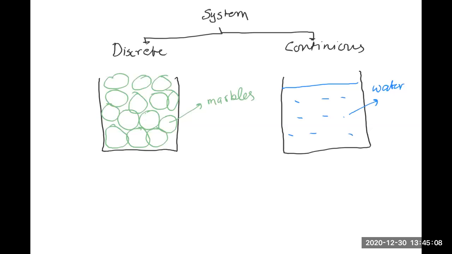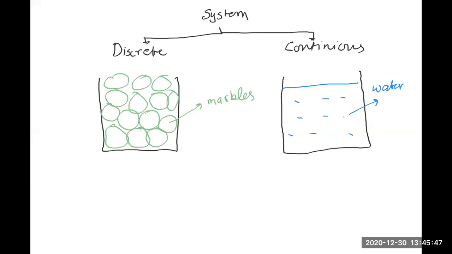So such a system where it is impossible for you to count the components is called a continuous system.